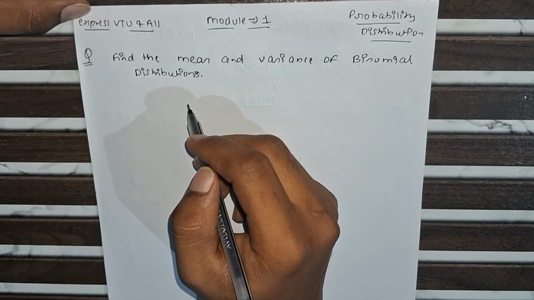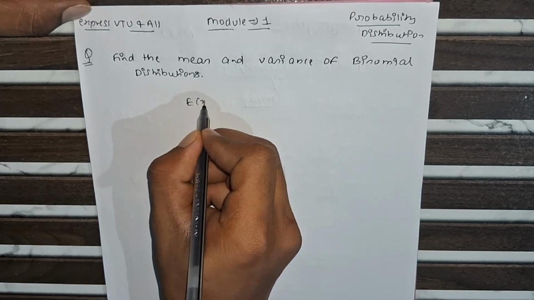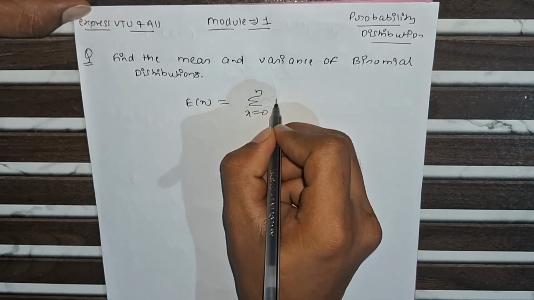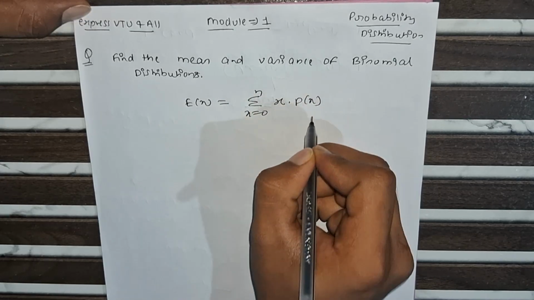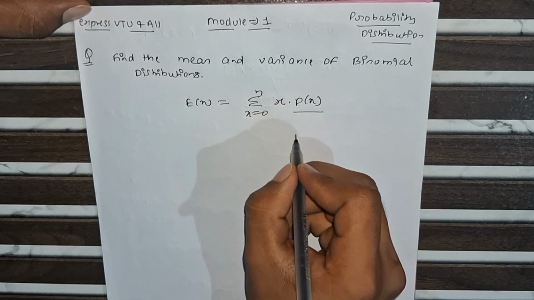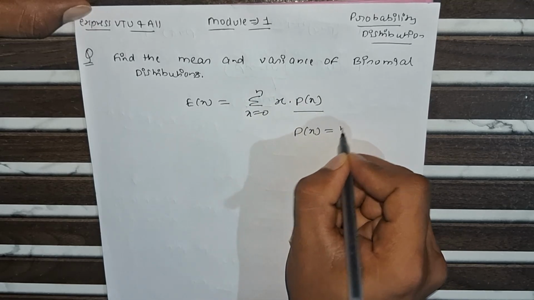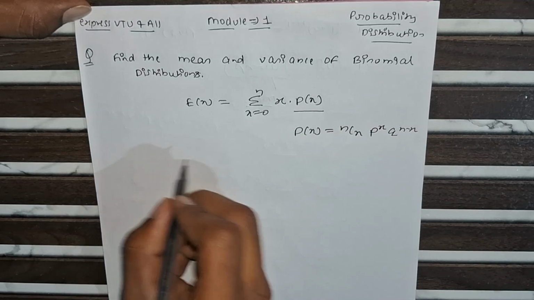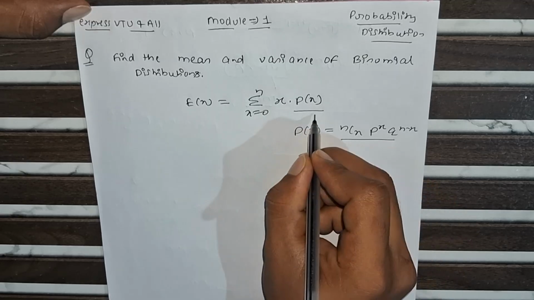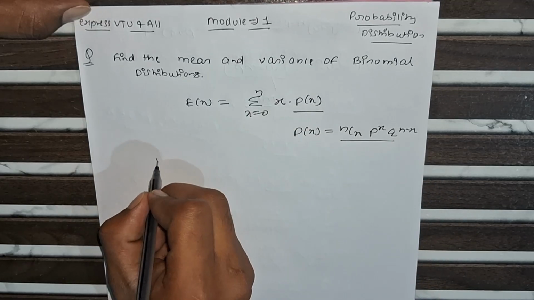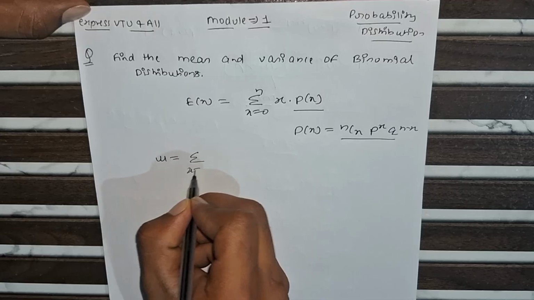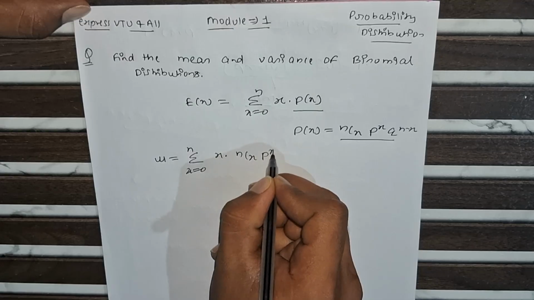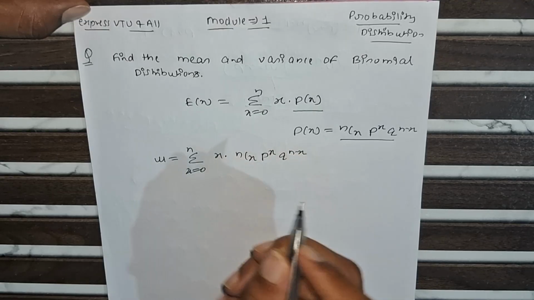So mean is nothing but expected value, which is E of x equal to summation of x equals 0 to n x into p of x. So this is the form of binomial distribution, p of x. So p of x equals nCx p to the power x q to the power n minus x. So put the formula of this in this equation. So mean equals summation of x equals 0 to n x into nCx p to the power x q to the power n minus x.